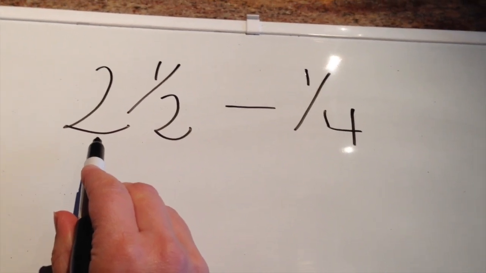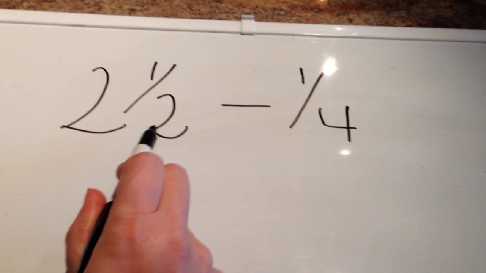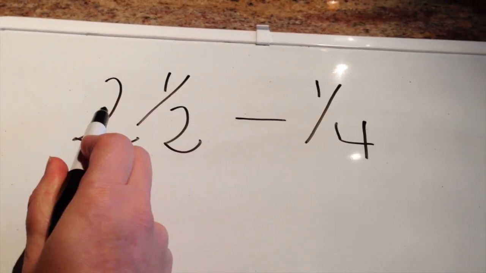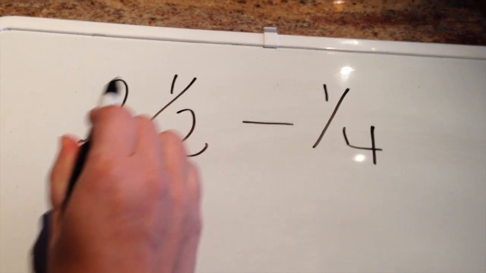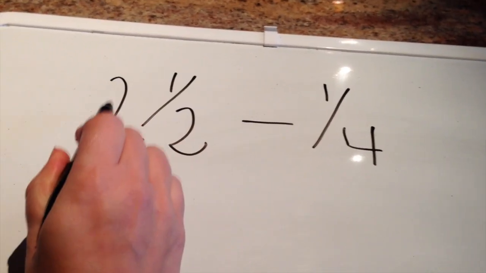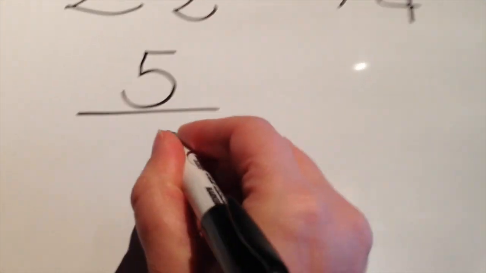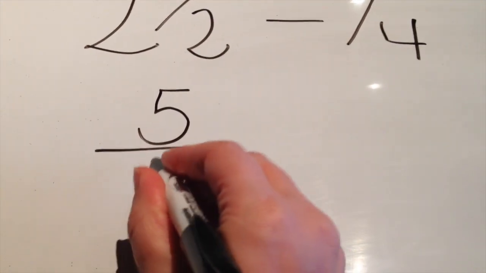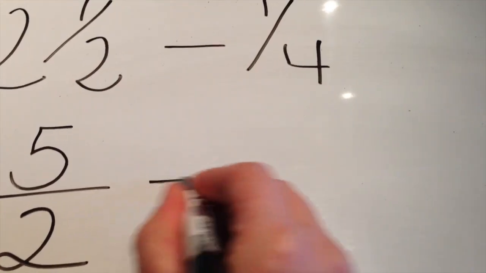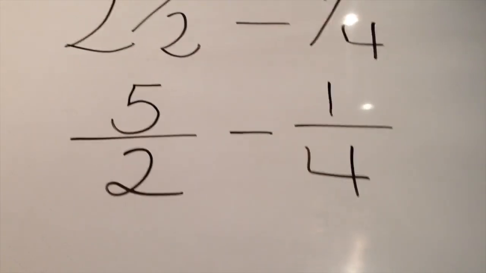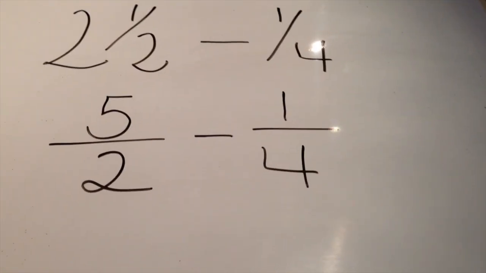fraction. And to do that, you multiply the denominator times the whole number. 2 times 2 is 4, and then you add the numerator to that total. So 2 times 2 is 4, plus 1 is 5. So the numerator is going to change to a 5, and the denominator stays the same. We write that as a 2. Now, let's write this over again. So now our problem says 5/2 minus 1/4.